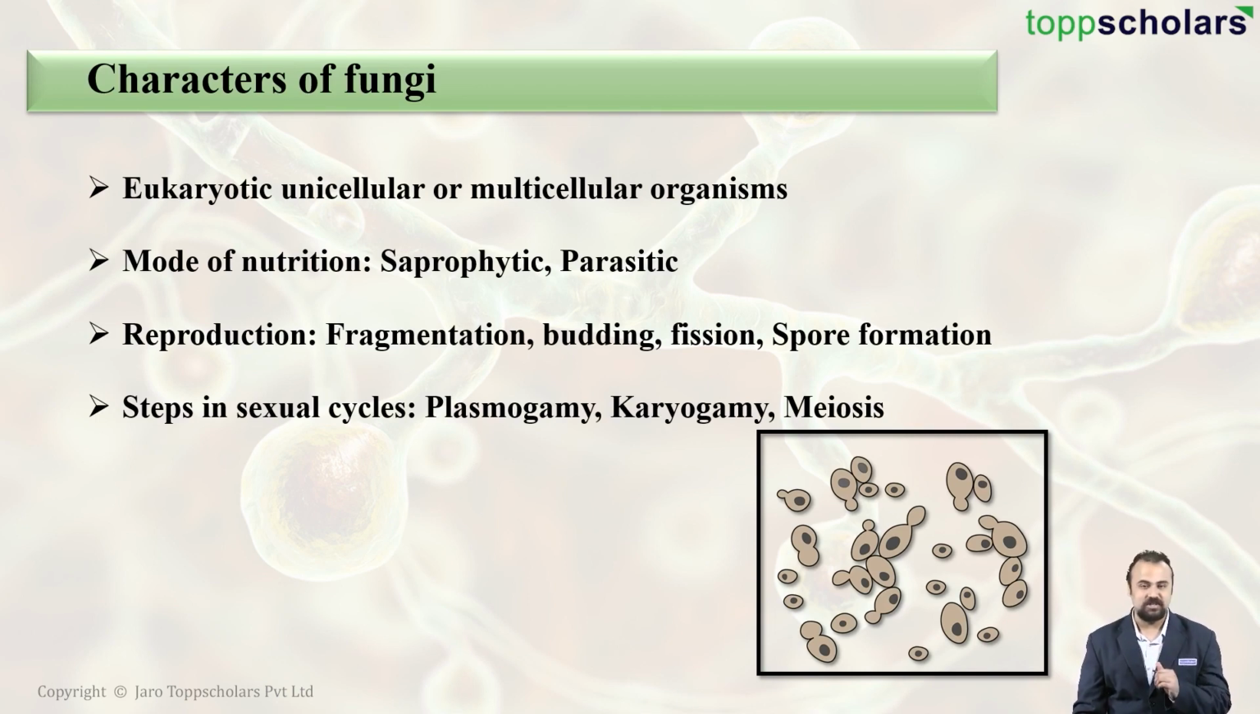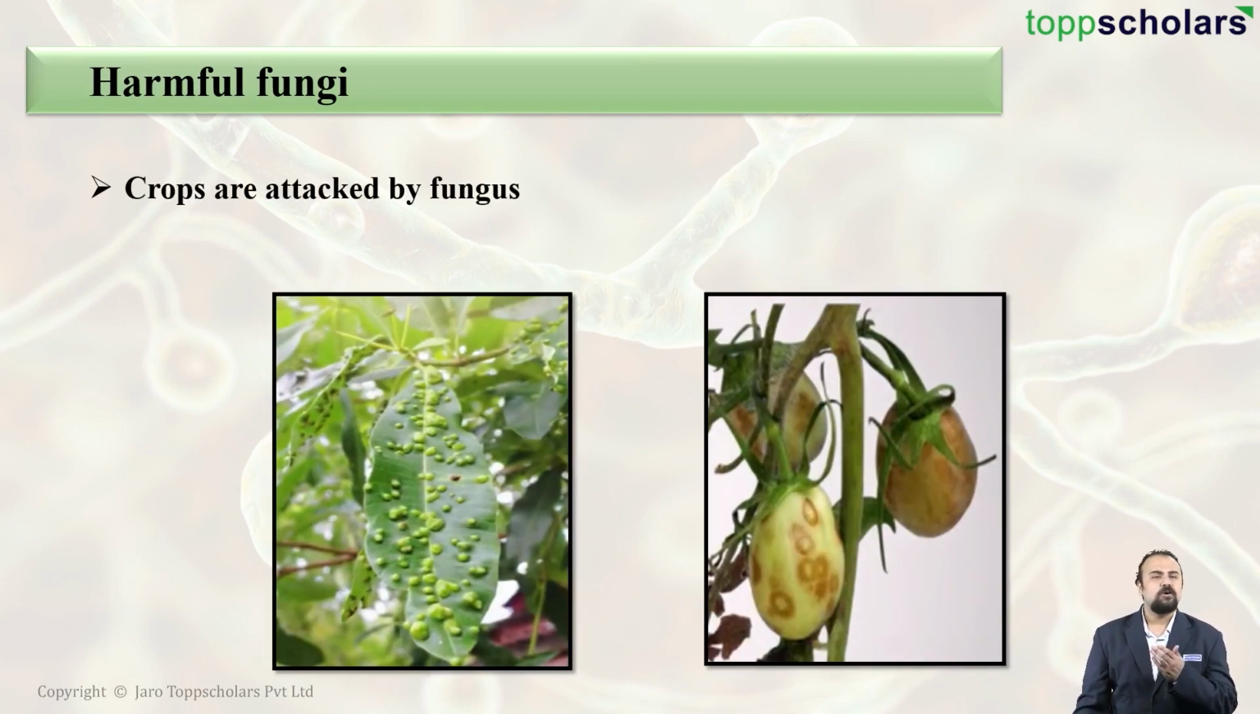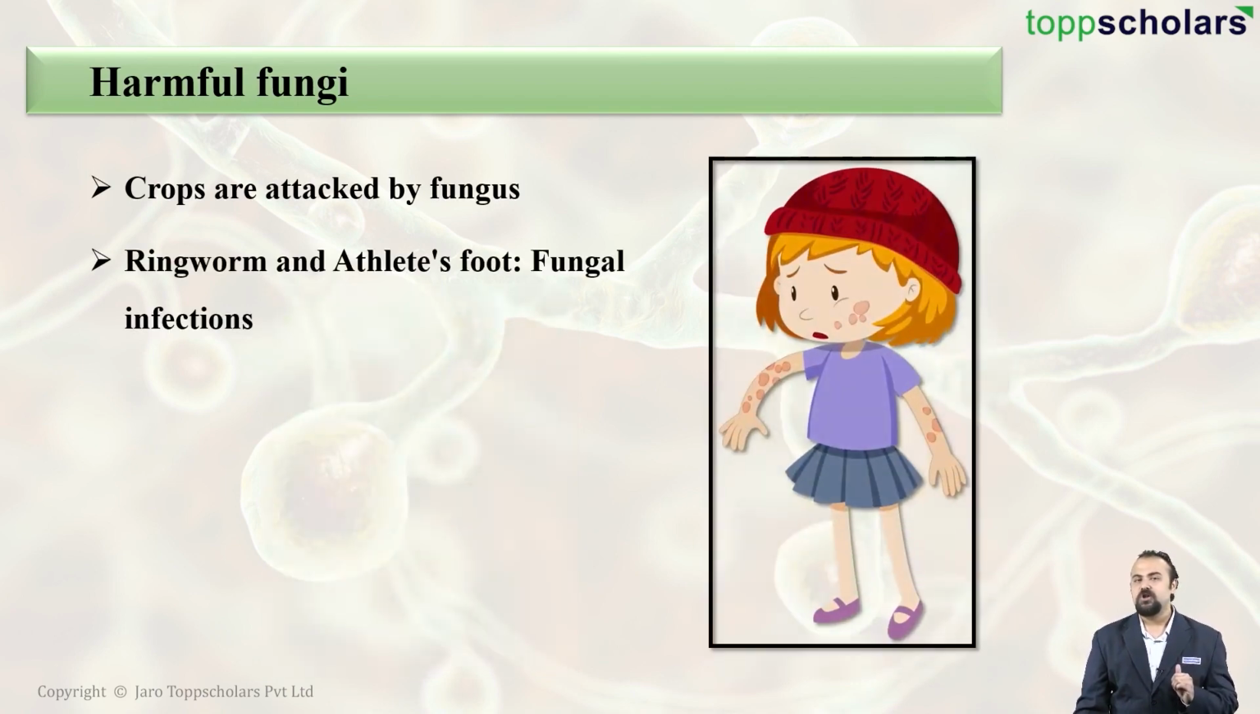known as meiosis. Moving on students, now let us talk about certain harmful fungi. Students, crops are attacked by certain species of fungus. Also students, ringworm and athlete's foot are diseases which are caused in us humans, and these diseases are fungal infections.